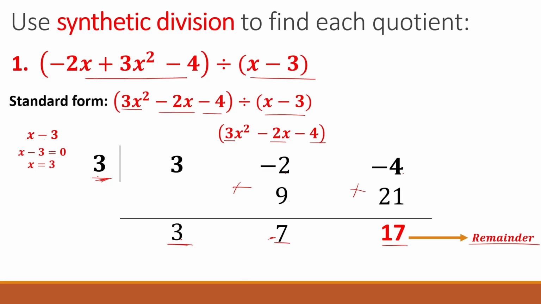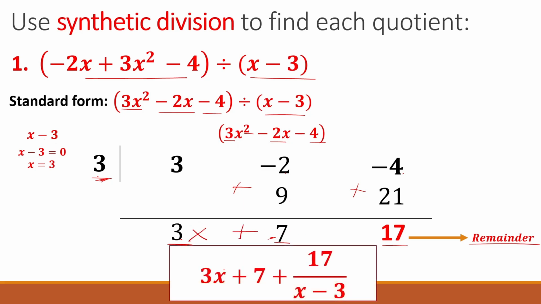How are you going to write the quotient? So diba, the degree of our dividend is 2. So magma-minus lang tayo dyan ng 1. So that is 3x, then this is positive 7. So you have 3x plus 7 plus our remainder, 17, over the divisor, which is x minus 3. So this is now the quotient. So 3x plus 7 plus 17 over x minus 3. So let's have another example.